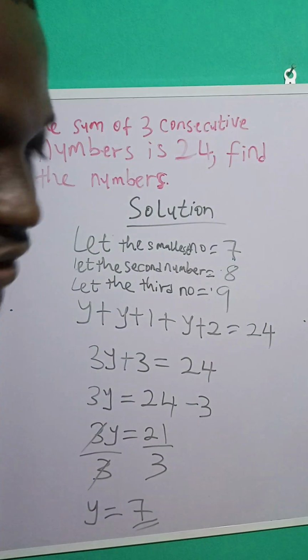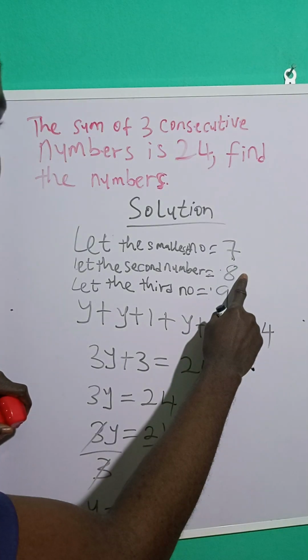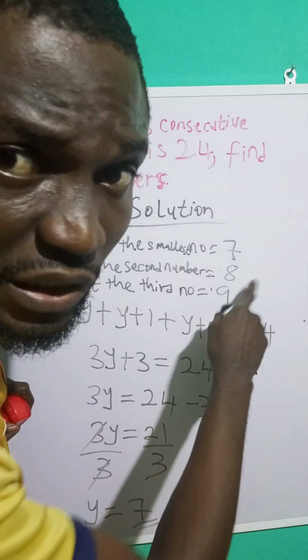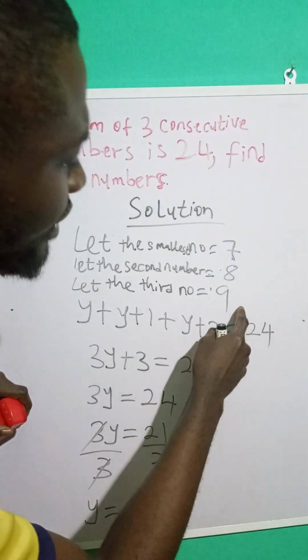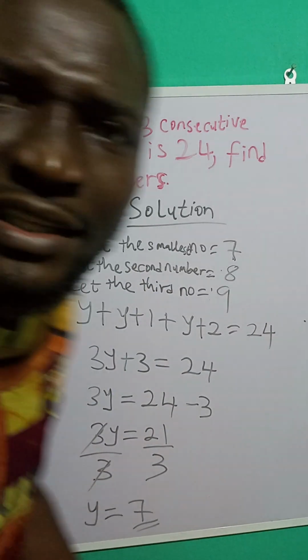9. Now, if you add 7 plus 8, it will give you 15. 15 plus 9 will give you what? 24. Have you seen that?